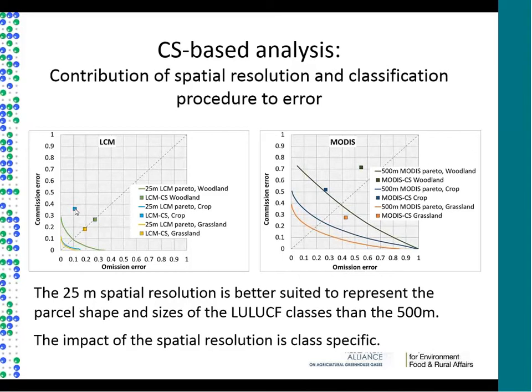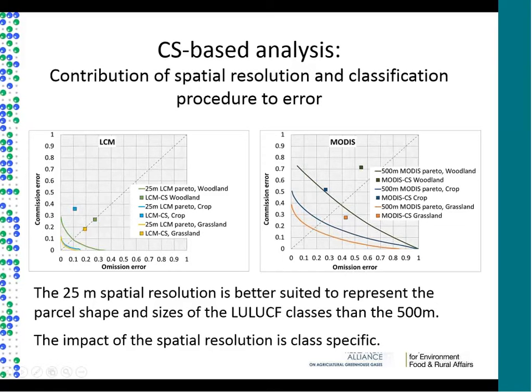And what do these figures tell us? They tell us a couple of things. First of all, that the 25 meter pixel is a much better suited size to represent UK landscape patterns than the 500 meter pixel. So for each of the classes, when you look at the green and the green here, the amount of error that is introduced by just going from 25 meter pixel to 500 meter pixel is quite extraordinary. And it's the same for all classes, but it's a different story for each class. That's another thing these figures are telling us, that the impact of the pixel size is class specific.